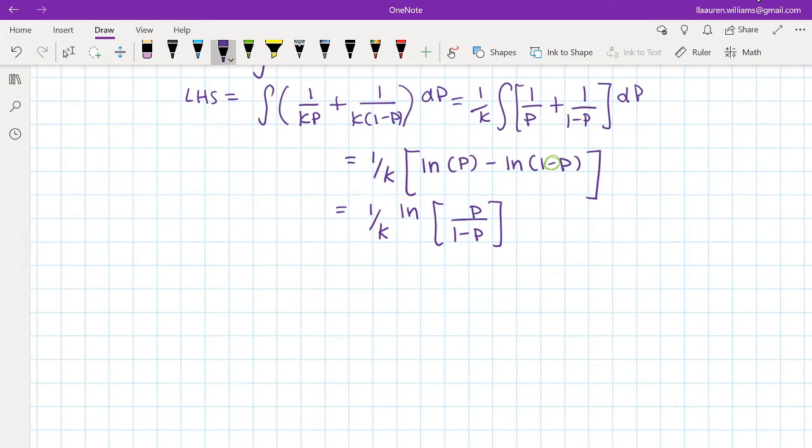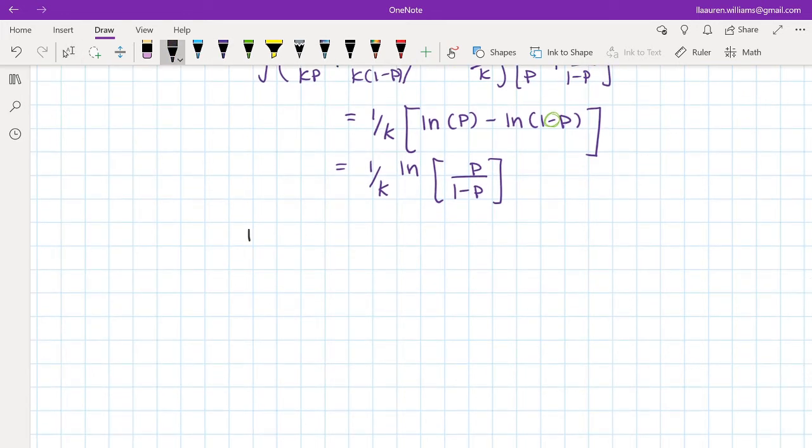Because the negative sign means that they can be divided. Now we're going to bring these two together, and this is our final answer for the integration part. So it's 1 over k ln of p over 1 minus p is equal to t. But we can't forget our integration constant, so that's the next step.